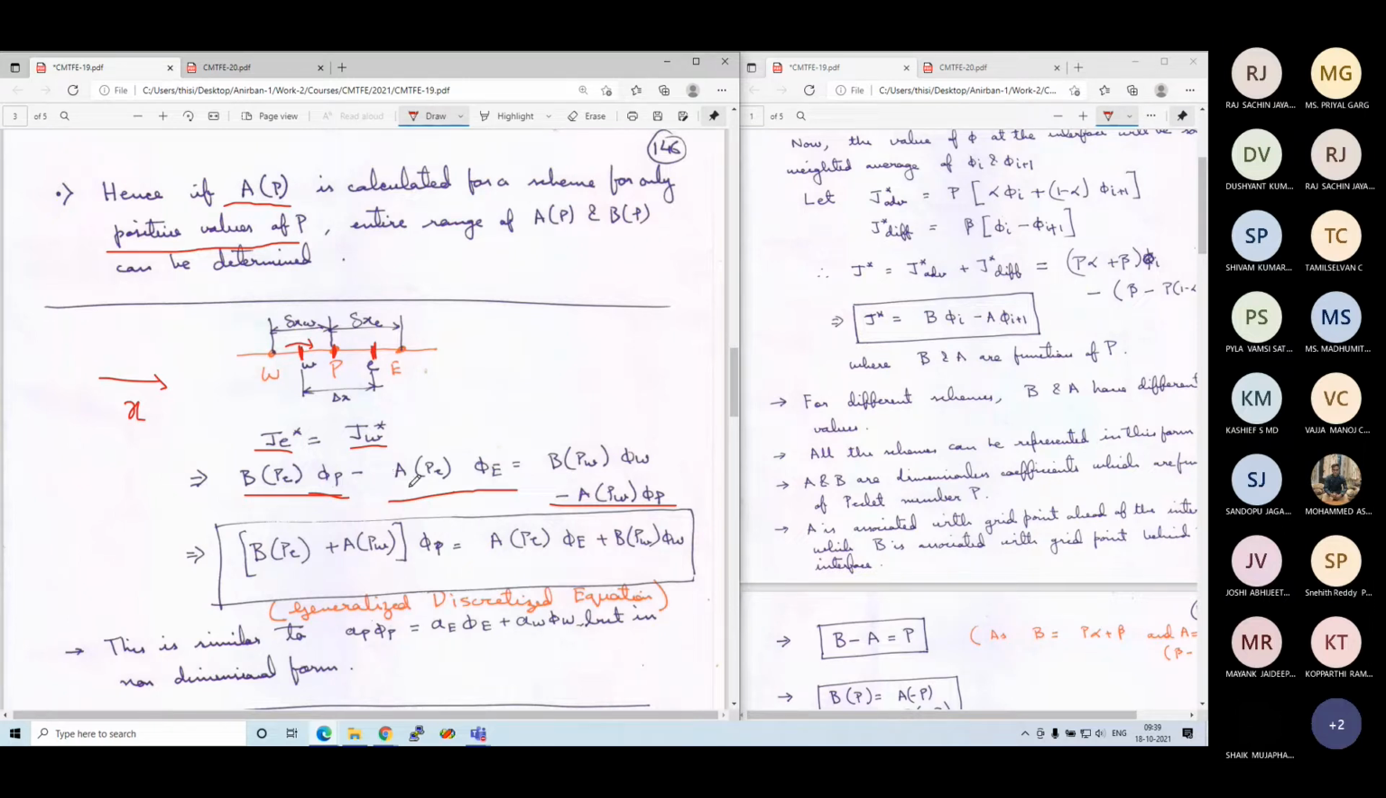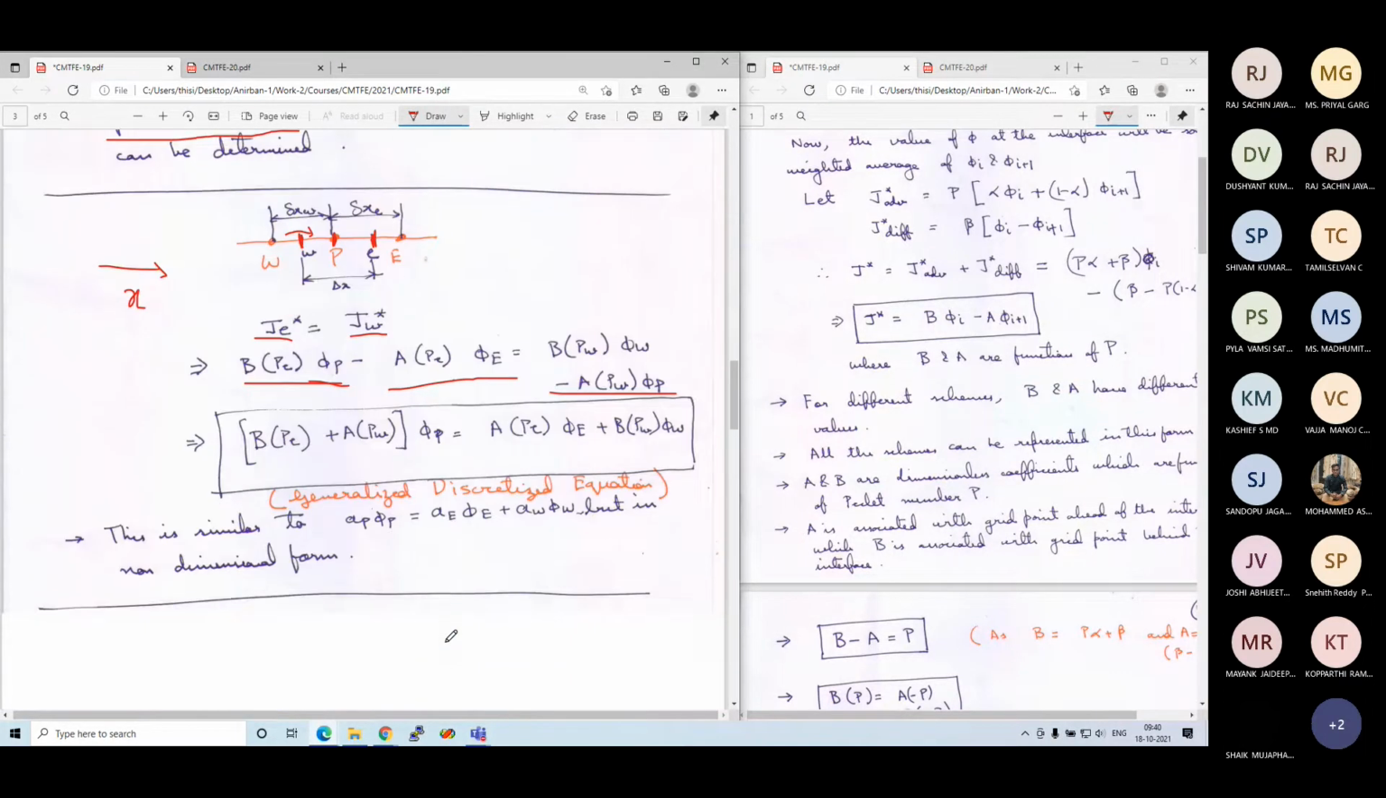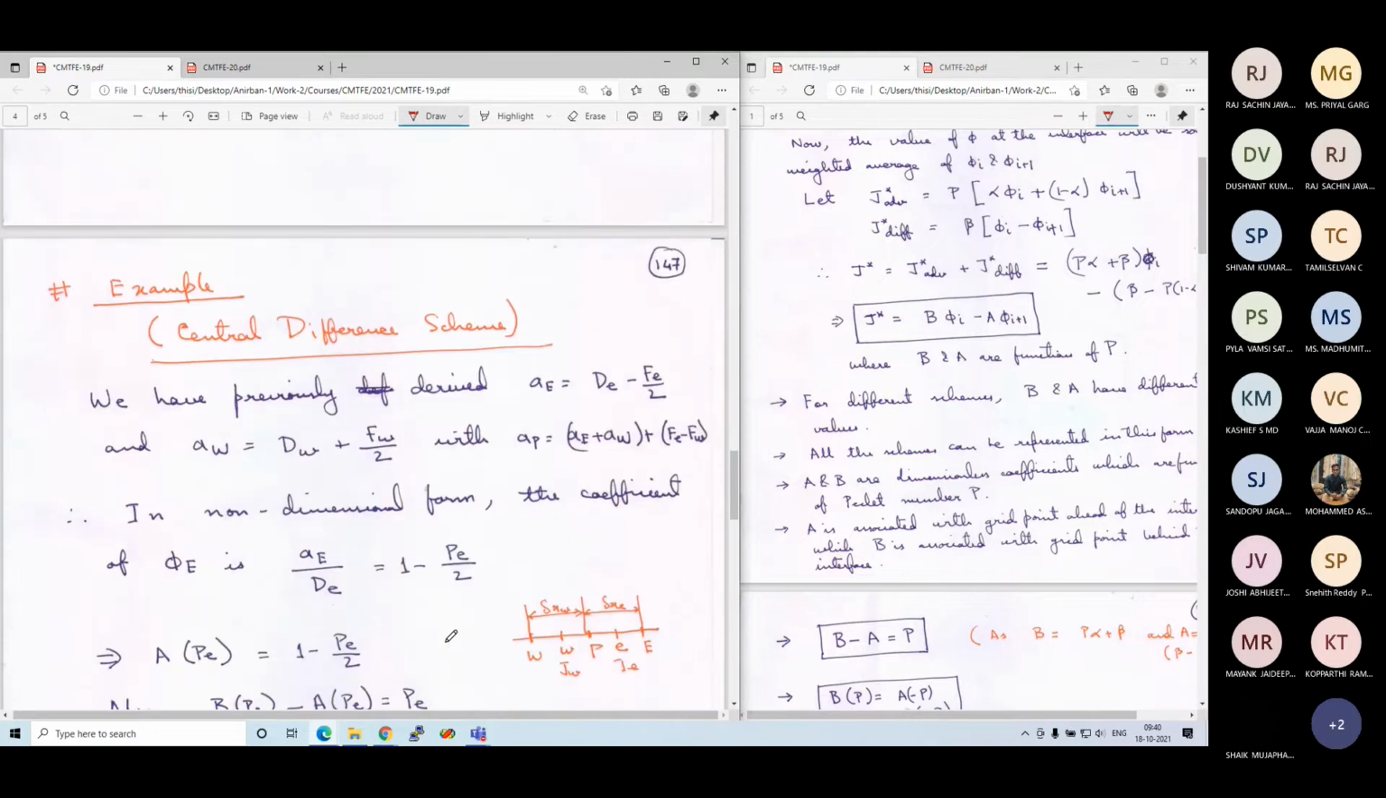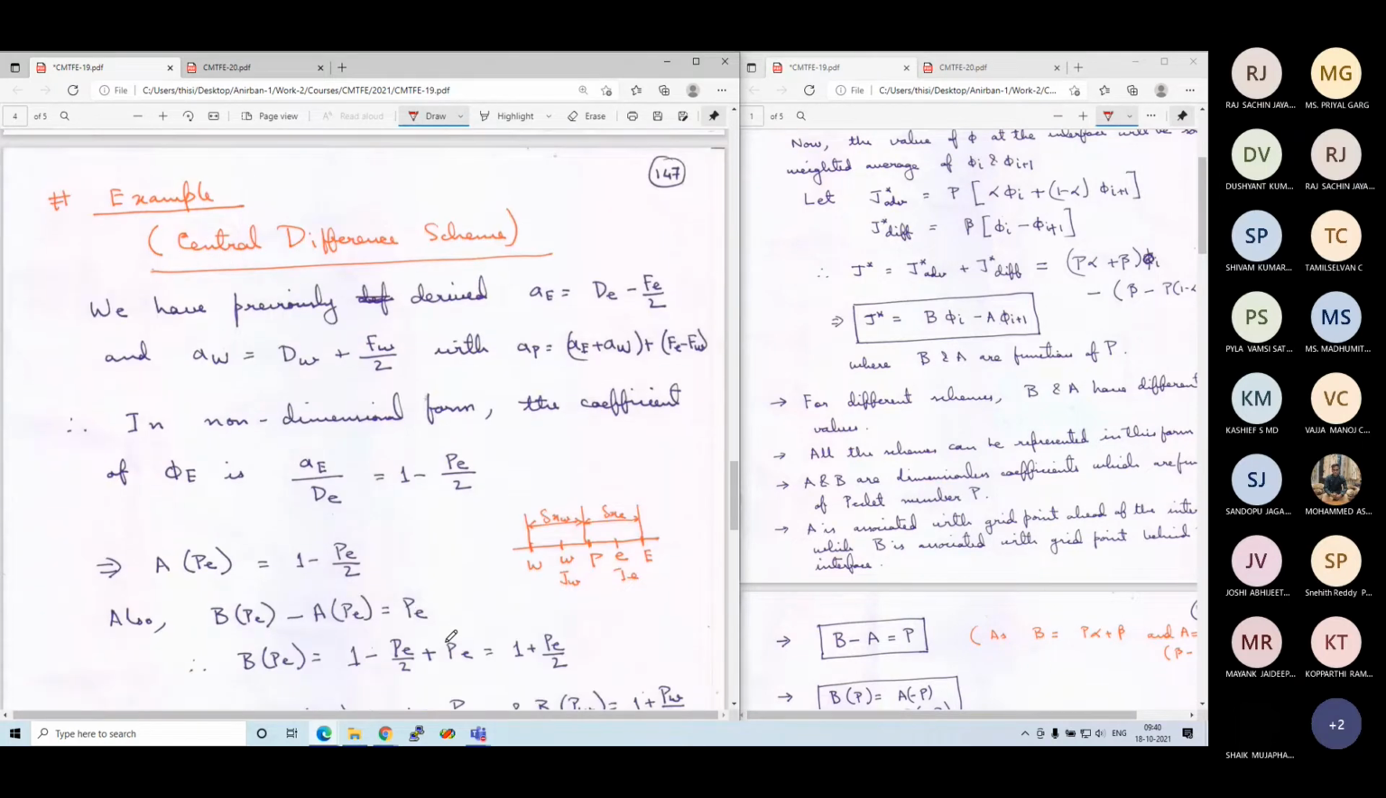So we just need to store the value of A as a function of Peclet number for positive values of Peclet number, and then we will be able to solve any equation, or implement any of the schemes, using this generalized discretized equation. So this is the idea behind deriving the generalized discretized equation. Let me go through an example, and then if the understanding is not clear, you can ask questions.